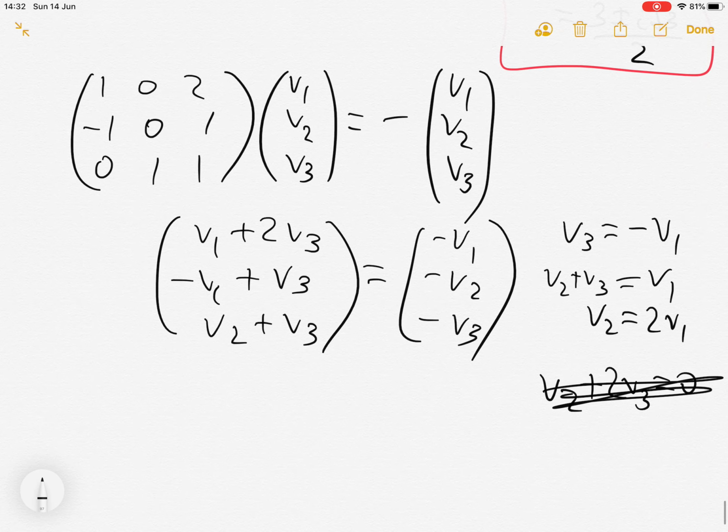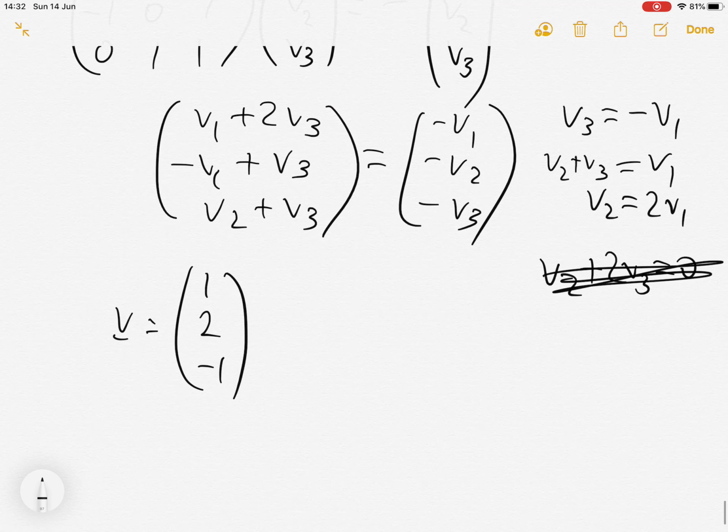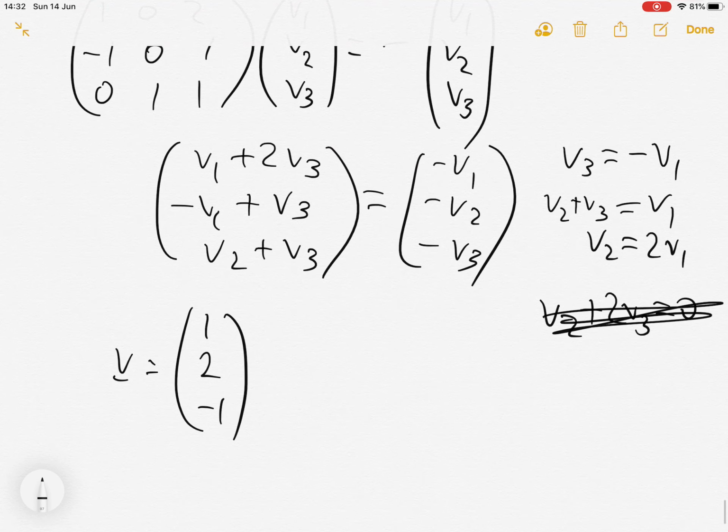So we can now choose. Let's let v1 be 1. We'll get then v1 is 1, v2 is 2v1, which is 2, v3 is minus v1, which is minus 1. So this is an eigenvector corresponding to the eigenvalue minus 1. So that's how to find eigenvalues and eigenvectors, so we'll stop there.